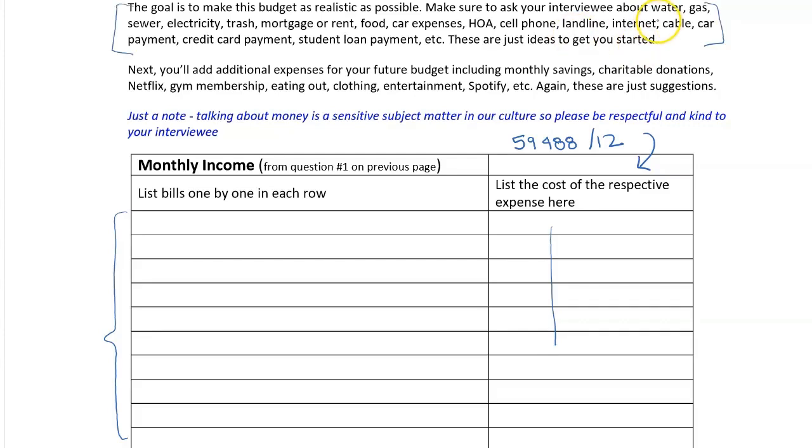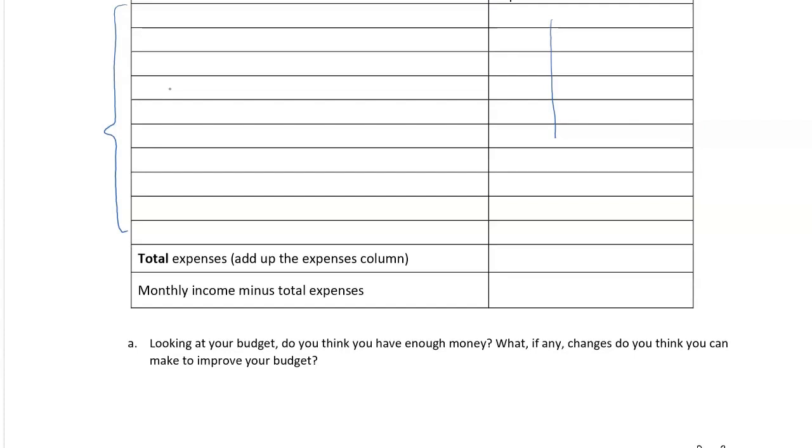The paragraph up here gives you some ideas. So water, gas, sewer, electricity, car expenses, HOA, and on and on and on. Then the next one is other things to consider. Clothing, eating out, our subscriptions. These are not exhaustive. So whatever else money gets spent on in the month, go ahead and put those on here. Then when you get here, you'll add up all the expenses, and then I'll subtract my monthly salary minus all those expenses.